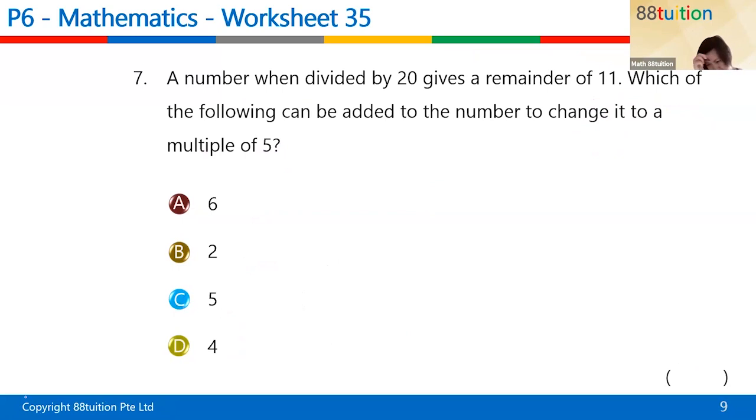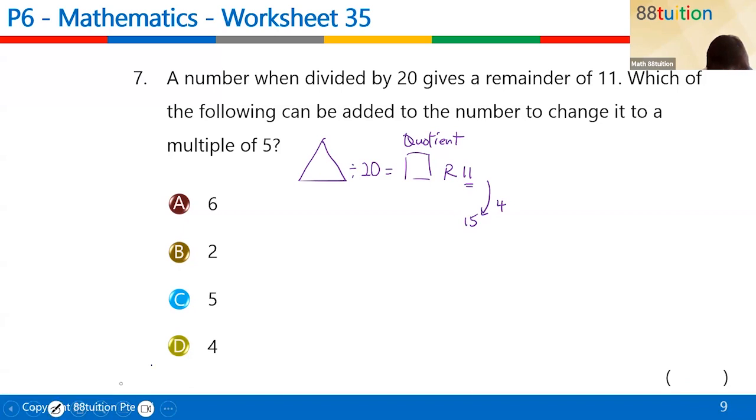Question number 7. When a number is divided by 20, you will have a quotient and a remainder of 11. Now, in order to change it to a multiple of 5 with no remainder, I must change this 11 to 15. The short form for that is plus 4. So that will be this one.